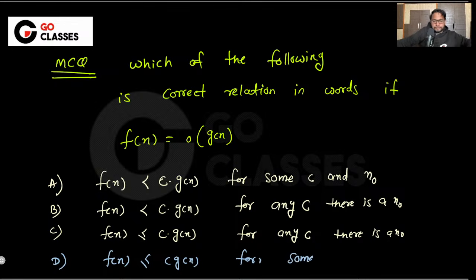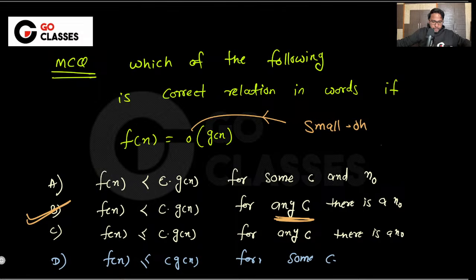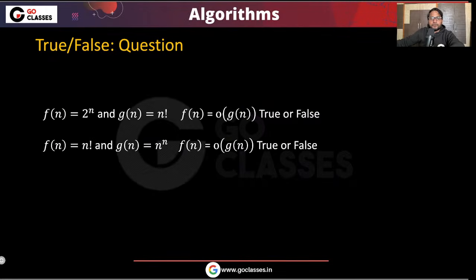Then what is the answer? See, this equal to is definitely straight away rejection. This equal to is not even valid. Then for any c, not for some c. So that's why B is the correct answer here. This O is small o or little o or whatever you want to say. For every c it should hold. Understood? Cool.